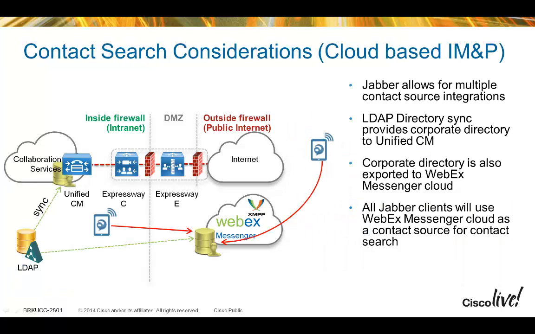So contact search, here it is. Jabber's got a lot of options for contact search integration. You'll want to, obviously, as you're probably doing today, get all your contacts into the WebEx Messenger cloud. Jabber's always going to use that, whether it's on-prem or not. Your telepresence endpoints don't know anything about the WebEx Messenger cloud, right? So in that case, you'll want to sync from LDAP or your global catalog into Communications Manager for telepresence endpoints. But for Jabber, WebEx Messenger customers, nothing's really different than what you've been doing for the past couple of years.